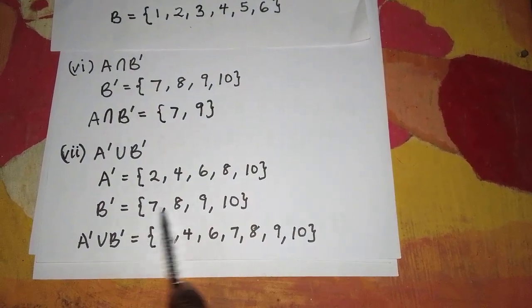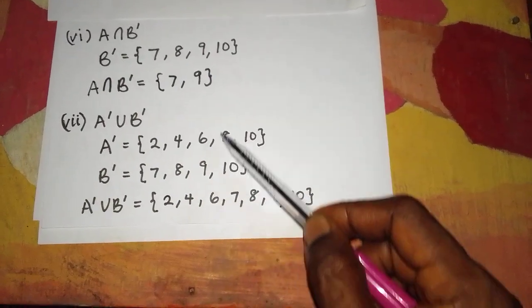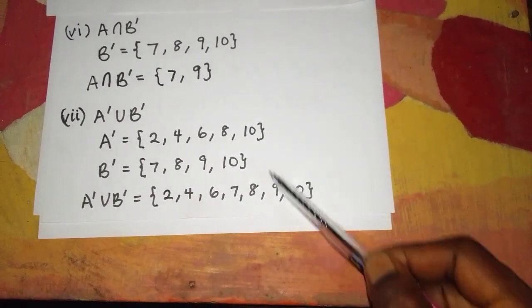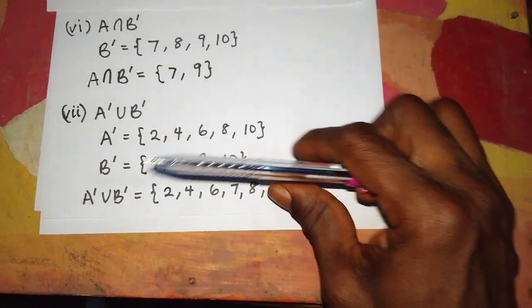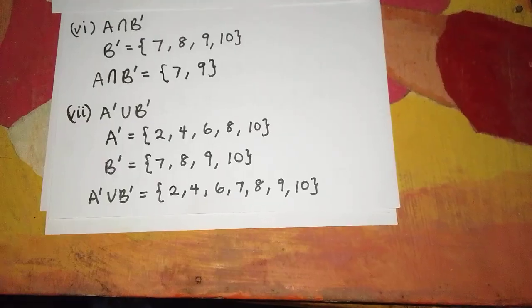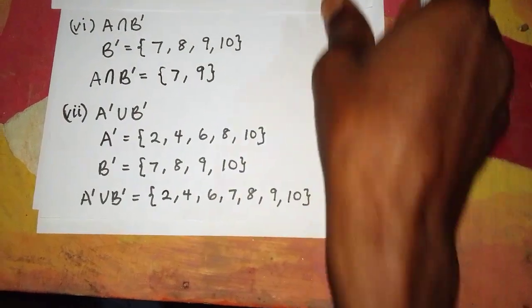When you combine these two sets together, you have 2, 4, 6, 7, 8, 9 and 10. So the combination of these two sets is A complement union B complement. Now let us move on.